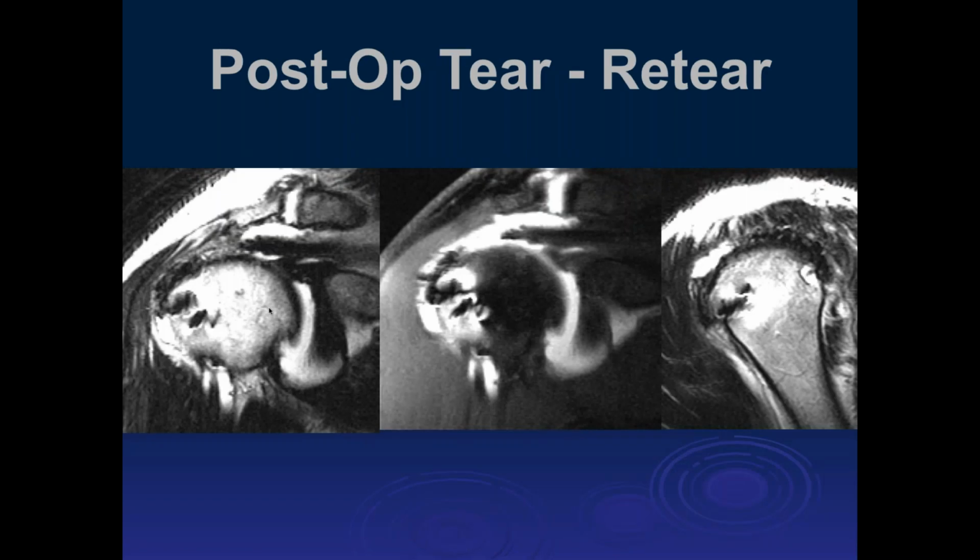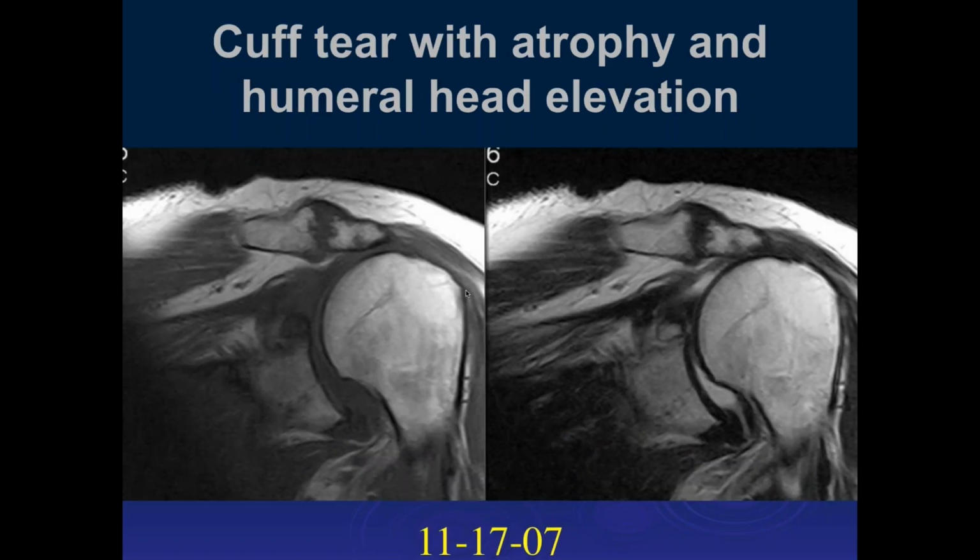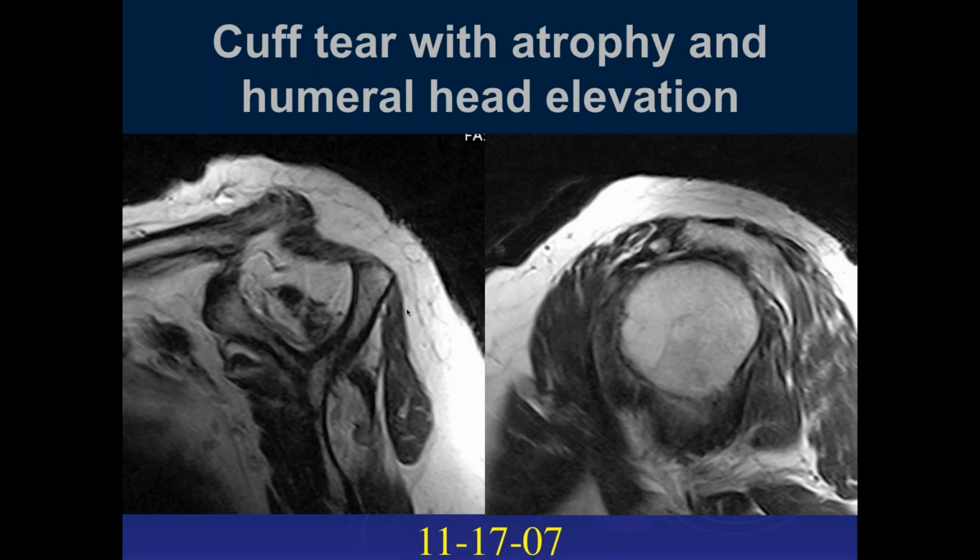Okay. And then here is a tear. Here we can see a clear tear with contrast going in and separation of the tendon. And here's another tear. This is on 11/17/07. We can see the tear, proximal retraction, fatty atrophy of the muscle, superior migration of the humeral head. A lot of atrophy here, both the supra and infraspinatus tendons torn.